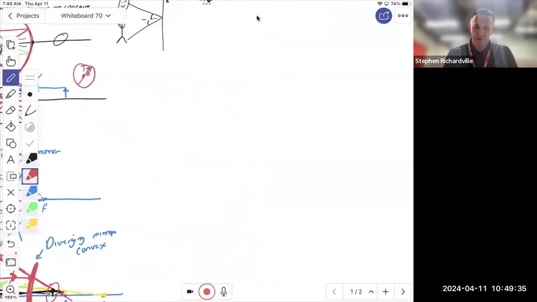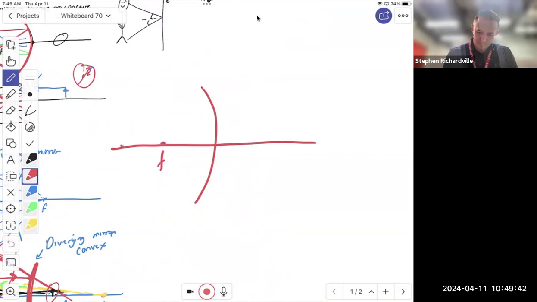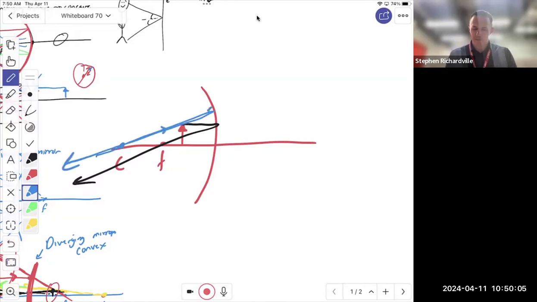There's one other one I might do real quick since I might have time. What if I was doing converging and I'm inside the focal, like right here? What about this one? Parallel through the focal. Where's that center of curvature? Back here. Always straight through the center of curvature. Comes right back at me because it hits at 90 degrees, right back at me.